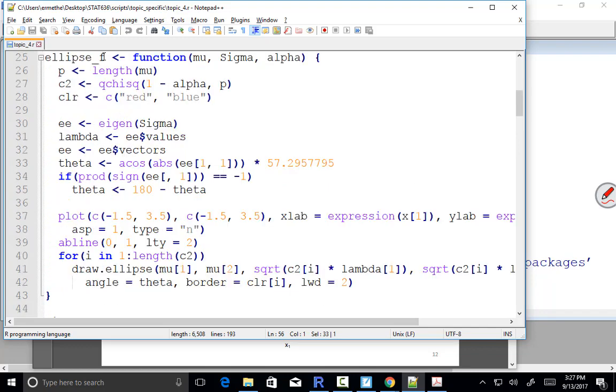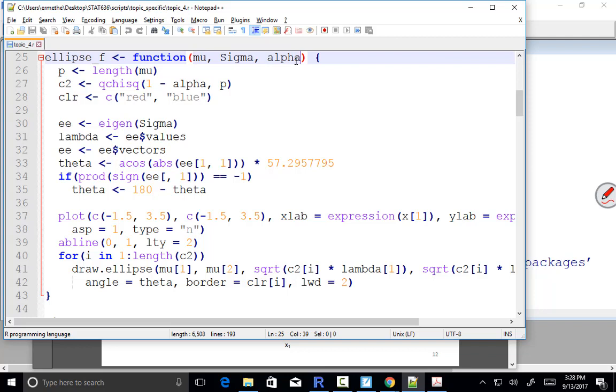So this function takes 3 arguments, mu, sigma, and alpha. Alpha is a restriction on how far out to go. Basically, ellipse F is going to draw the ellipse of points that are constant distance from mu, assuming a bivariate normal. So do you want it to be really close to mu, or do you want it to be a big ellipse? Alpha is going to be how I dictate that.